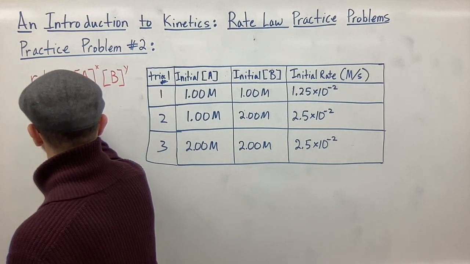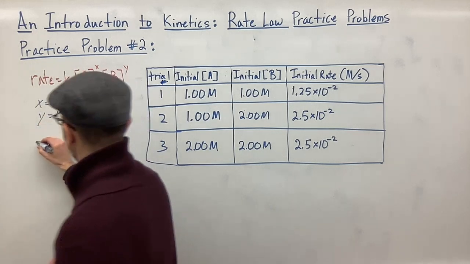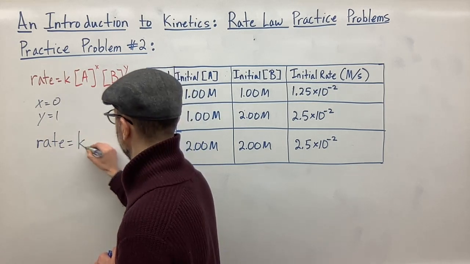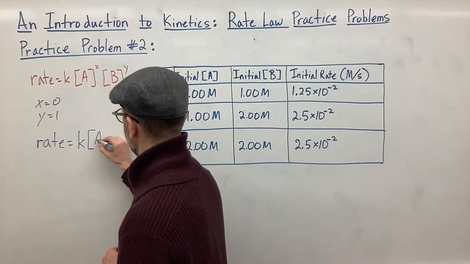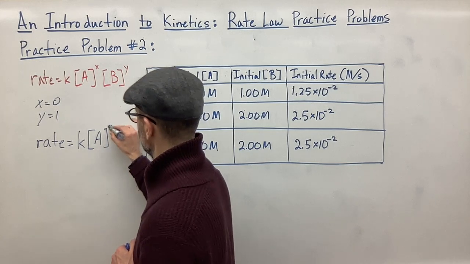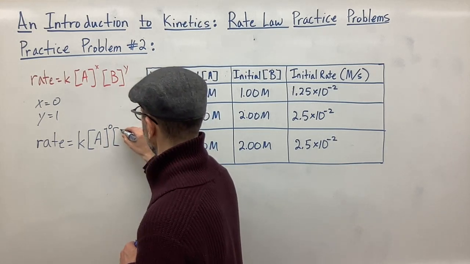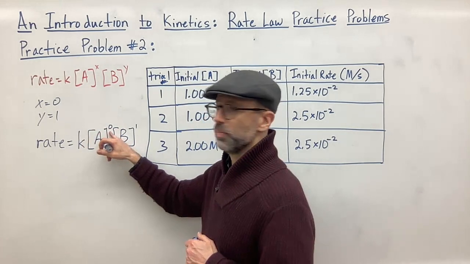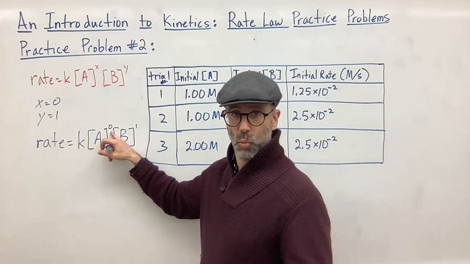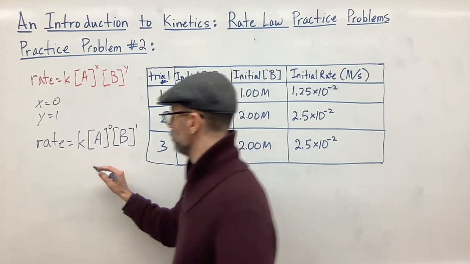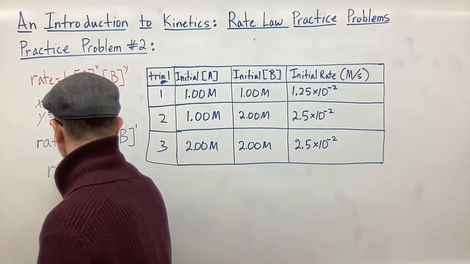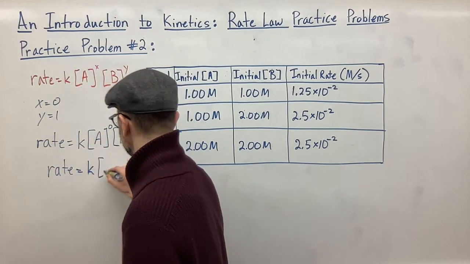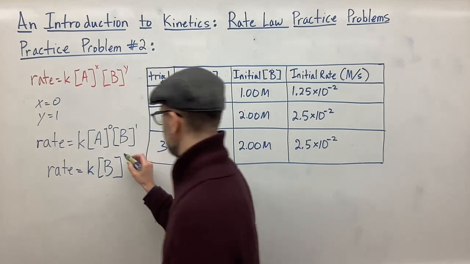So x is equal to 0, y is equal to 1. So the rate is going to be equal to k times the concentration of A raised to the 0 power multiplied by the concentration of B raised to the 1 power. Since anything raised to the power of 0 is 1, this is going to be removed. So the final rate law expression is going to be the rate is equal to k times the concentration of B.